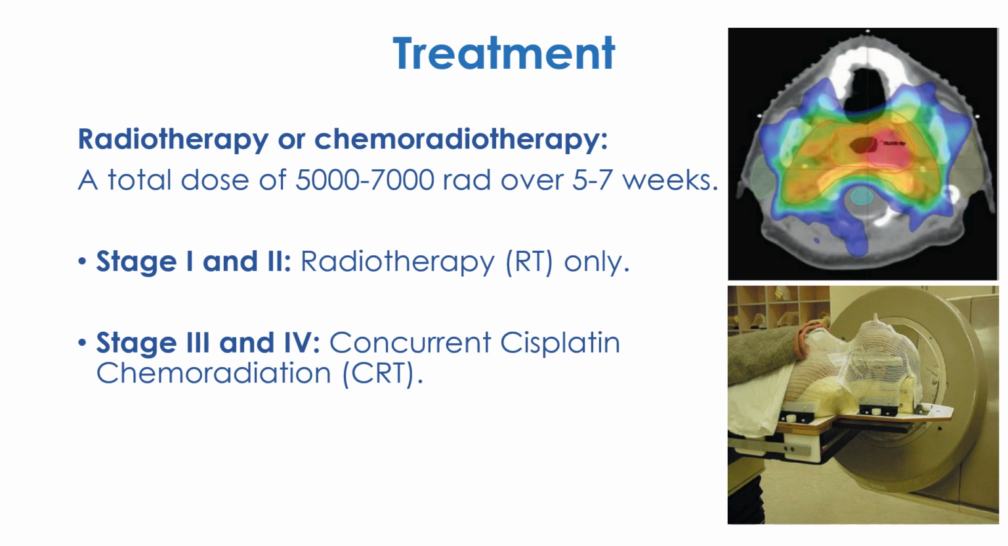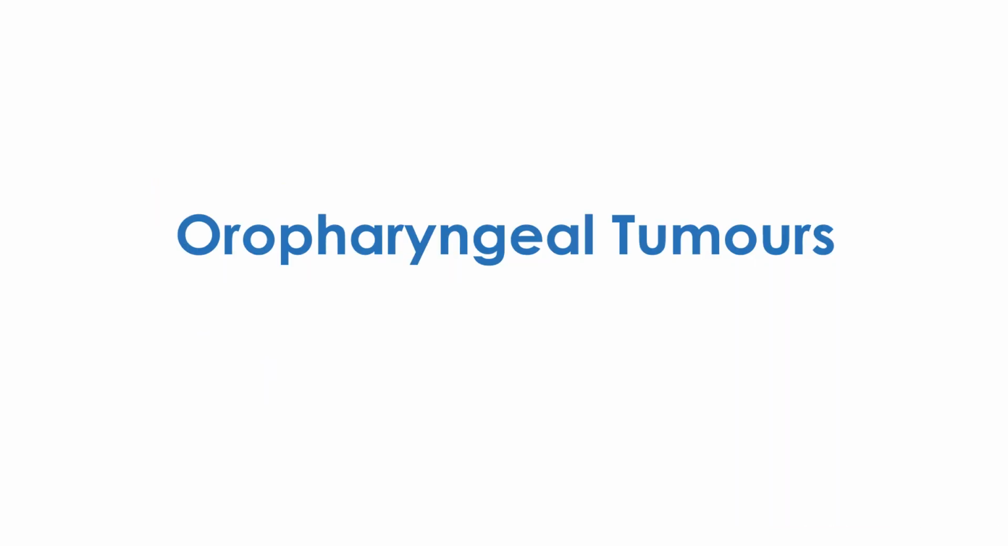For stage 1 and 2, we normally treat with radiotherapy only. For stage 3 and 4, we treat with concurrent cisplatin chemoradiation, and we use the cisplatin chemotherapy before starting the radiotherapy as what we call a radiosensitizer. So we sensitize the tumor tissue to the effect of the radiotherapy in such advanced cases.